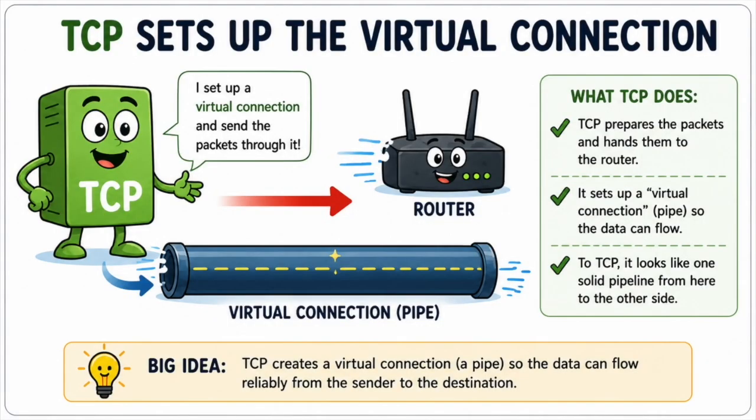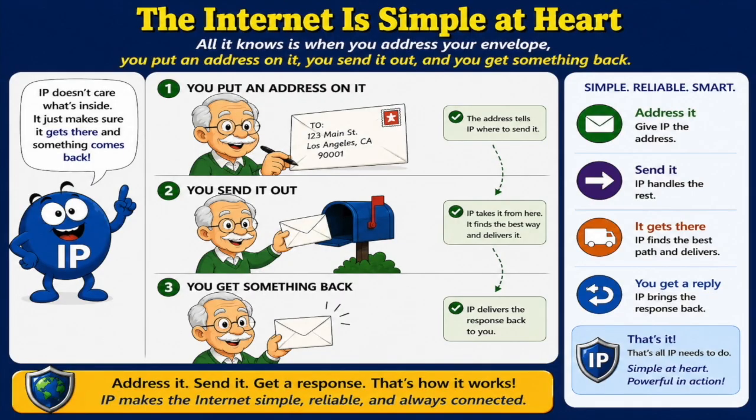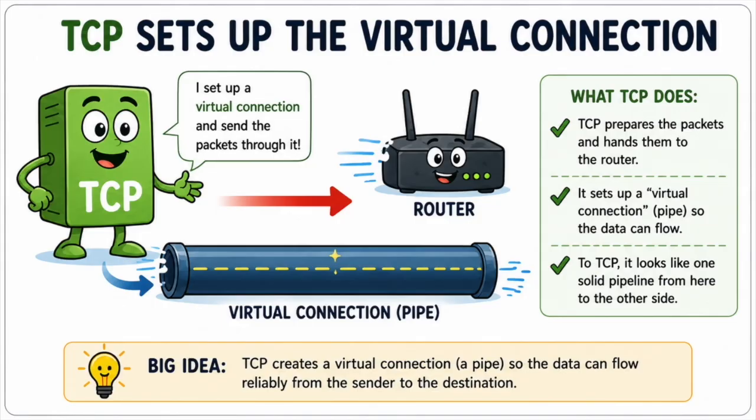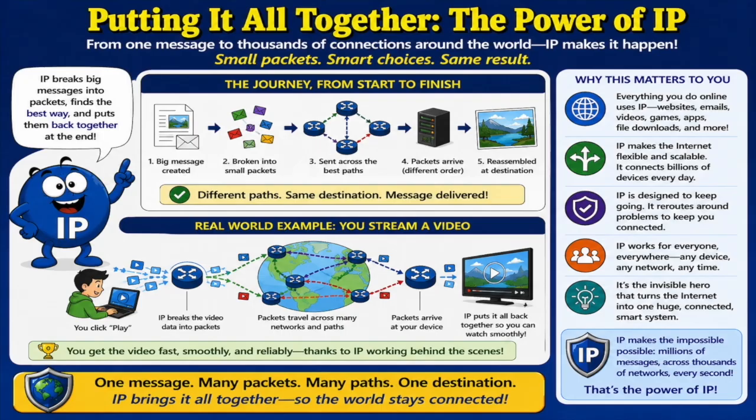Now, remember back here when I showed you this virtual connection, that it's setting up a pipe. It has no idea how it gets there. It doesn't care. All it knows is when you address your envelope, you put an address on it, you send it out, and you get something back. It sets up a virtual connection that looks like a solid pipeline, one connection. What really happens is they take the letter and give it to the post office. The post office cuts it up into little bitty pieces and sends each one of those pieces all over the world. And then eventually they get to Los Angeles where they glue it all back together and give it to you. As far as you're concerned, it's one piece. And that is exactly how it works.